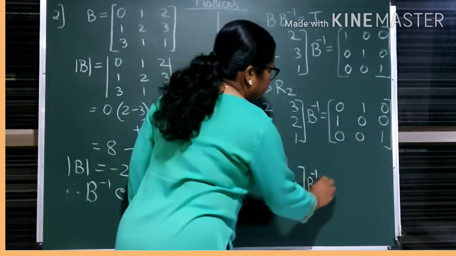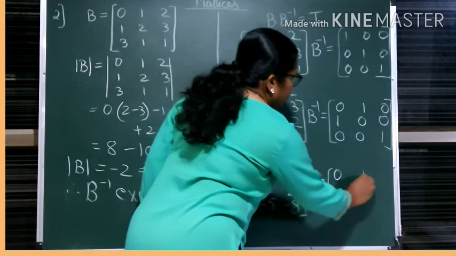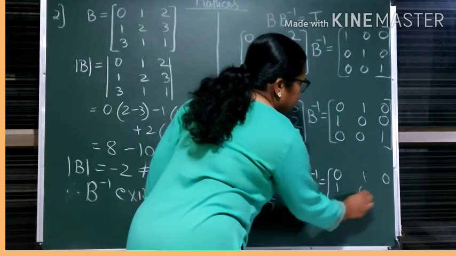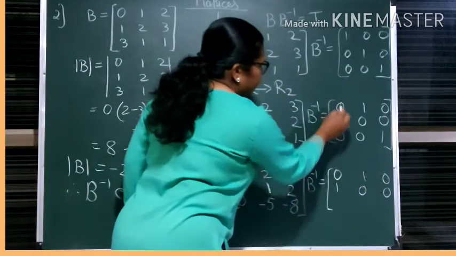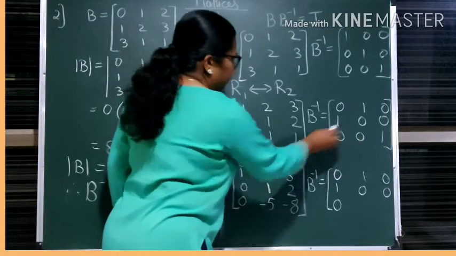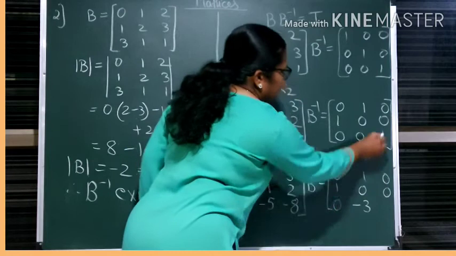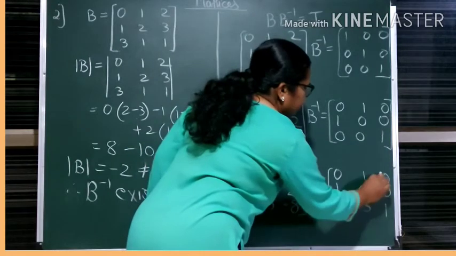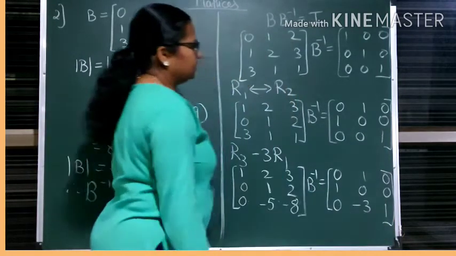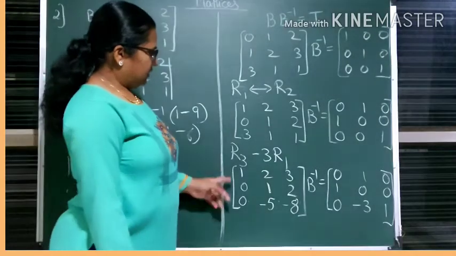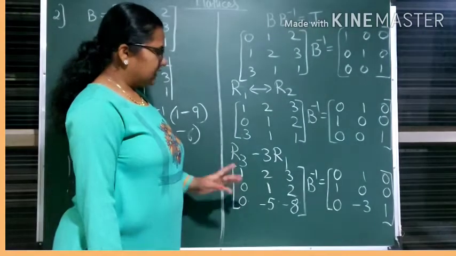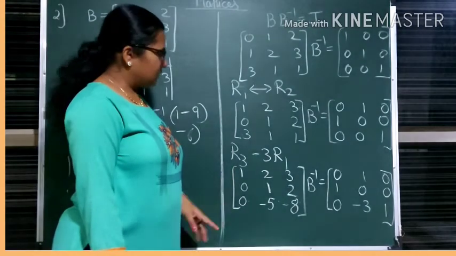B inverse is equal to 0, 1, 0, first row as it is, second row as it is. So 0 and 0, no operation. 0 minus 3 into 1, 0 minus 3 is minus 3, and 1 minus 3 into 0 remains 1. So this becomes your RHS. So 1, 0, 0. So these three elements have reduced to 1, 0, 0.